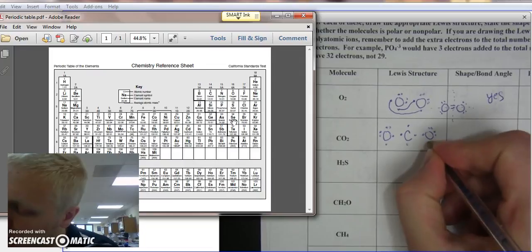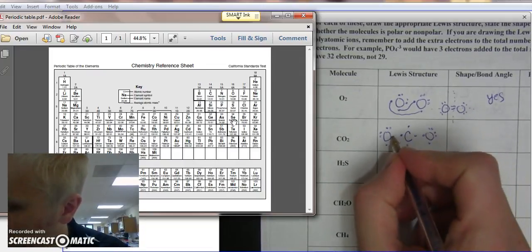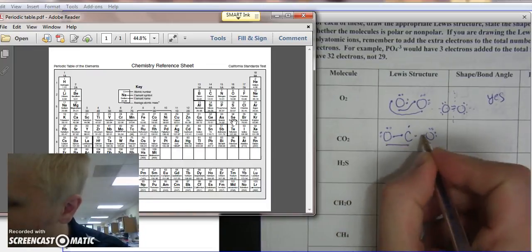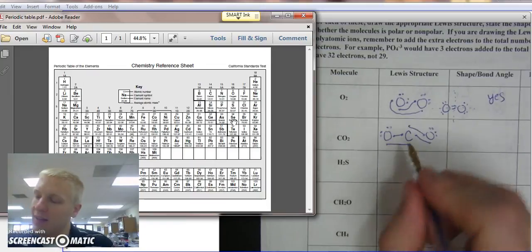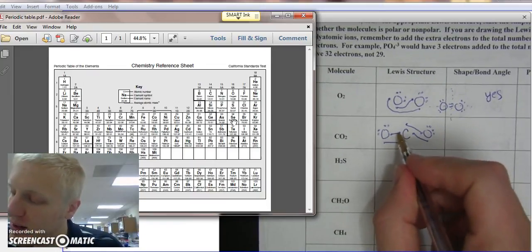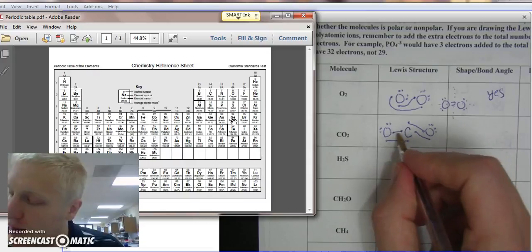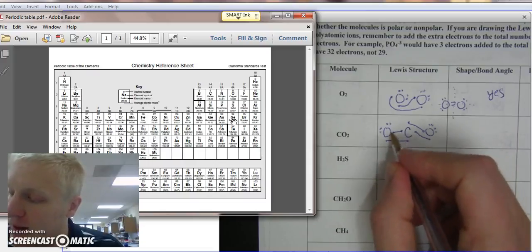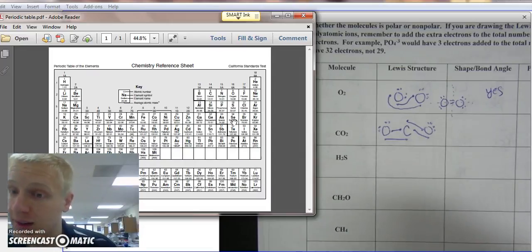Make that darker. Alright, now you connect the single dots. So we got a single dot there, 2 single dots there, single dots, and it looks like we have 2 double bonds. Each line consists of 2 electrons being shared, 1 from each atom. 2 lines is 4 electrons, and if you have a situation with 3 lines, it would be 6 electrons being shared.